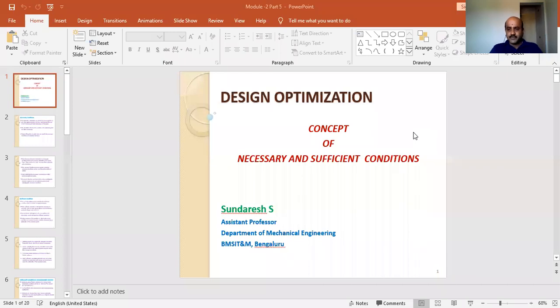So in today's class, let us discuss what these necessary and sufficient conditions are and how we can derive these conditions for both unconstrained as well as constrained problems, and also for single variable and two variable functions. Let us get the conditions for both necessary and sufficient conditions, and later we will also see how we can use these conditions for solving problems. Okay, so that's the first thing. Let us start with the concept of necessary and sufficient conditions.